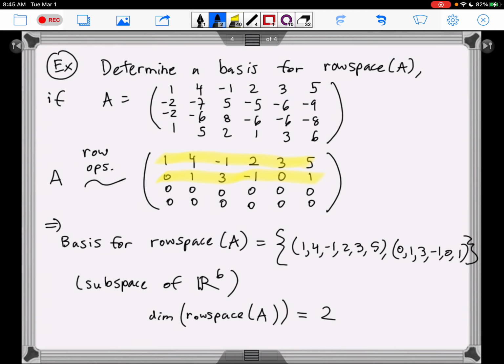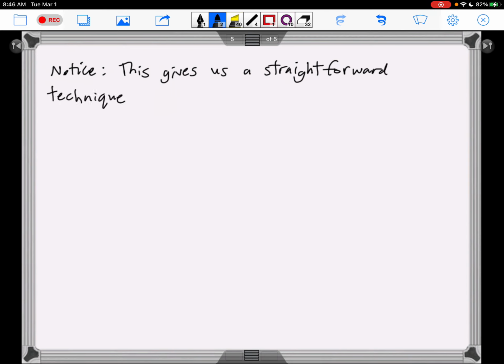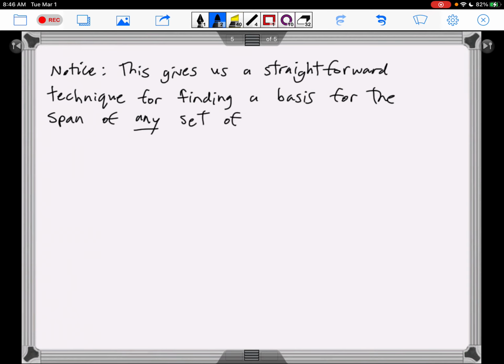Now, there is something nice to notice here. This gives us a straightforward technique for finding the basis, or a basis, for the span of any set of vectors.